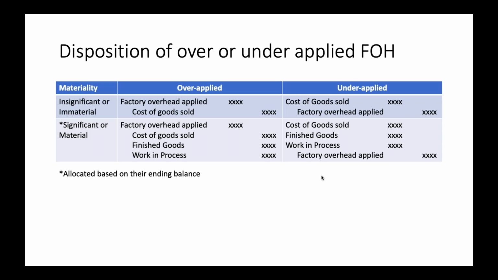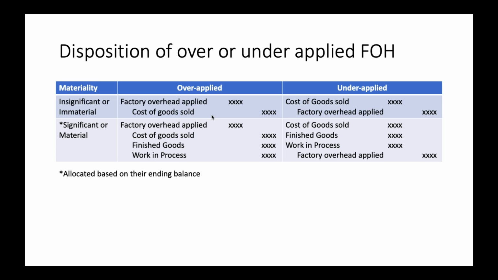So how do we eliminate the variance? If the variance is insignificant or immaterial and it is an over application, the entry would be debit factory overhead applied and then credit cost of goods sold. If we do this entry, the effect would be a decrease in the applied factory overhead and a decrease in the cost of goods sold. Why? Because we over applied our factory overhead.